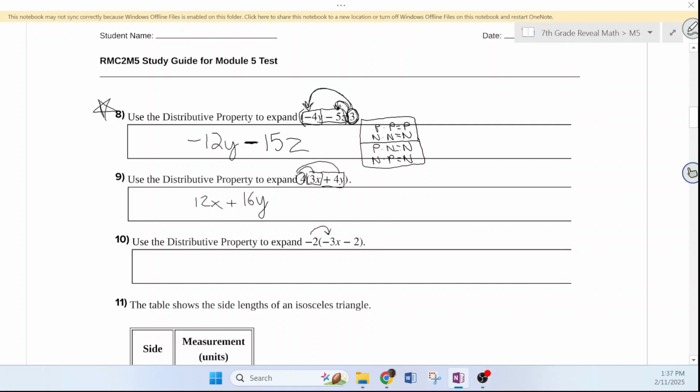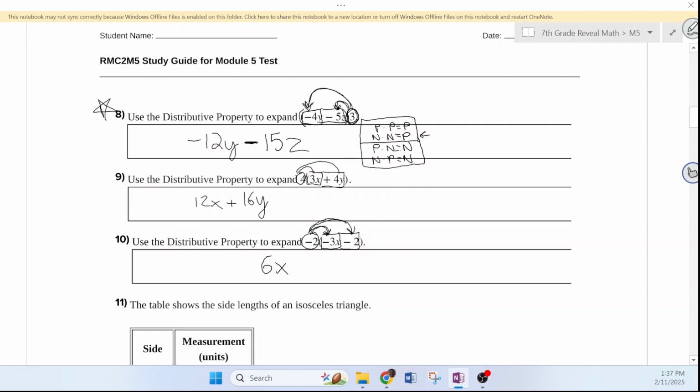Now this, check your signs. I like to circle what we're distributing and box out the terms we're distributing to. So we're doing a negative 2 times negative 3x. Up here, we see negative, oops, sorry guys. Switch that up. That's supposed to be positive. A negative times a negative is a positive. So we distribute here. Negative times negative is positive 6x.